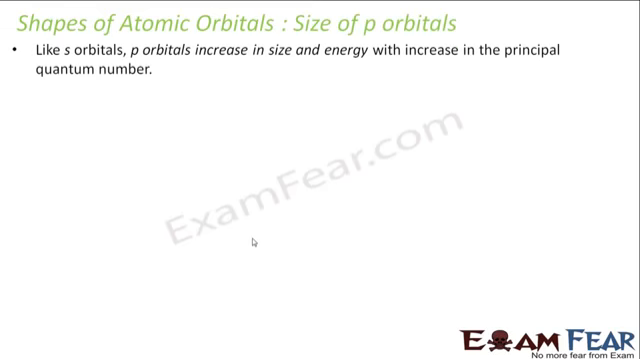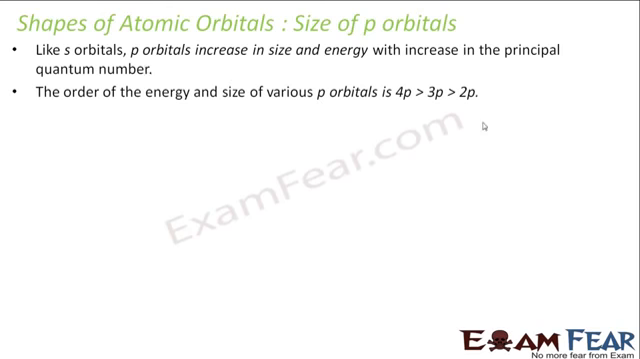So we'll continue with p orbitals. Like s orbitals, p orbitals also increase in size and energy with the increase in the quantum number n. That is 2p, 3p, 4p. The size and energy is more for 4p.